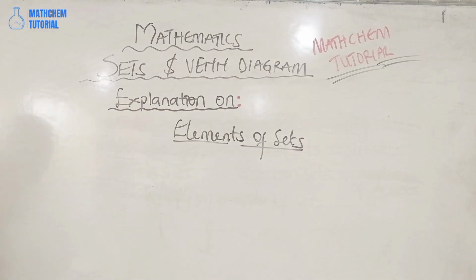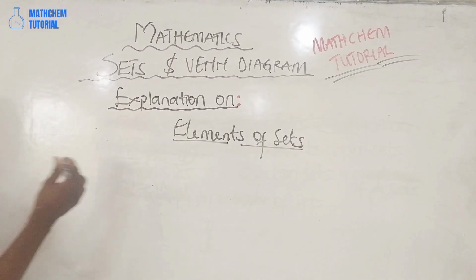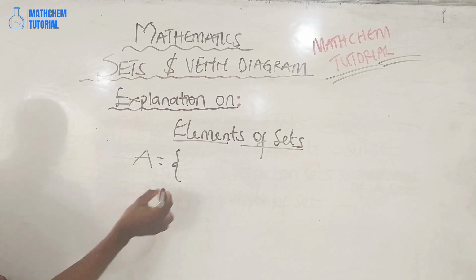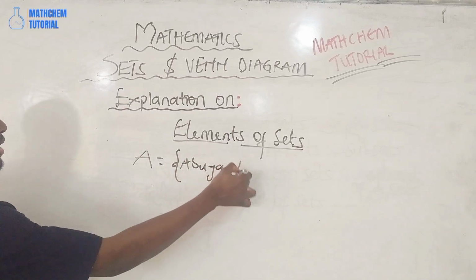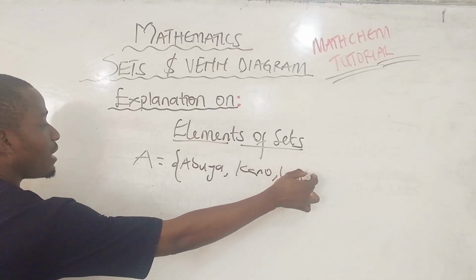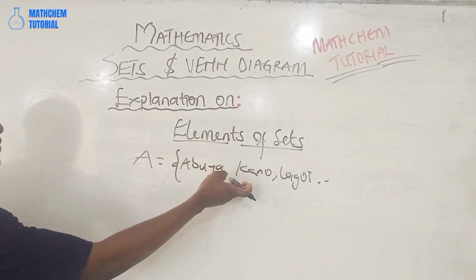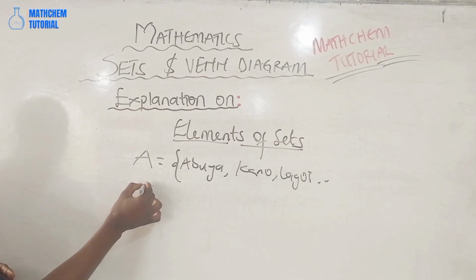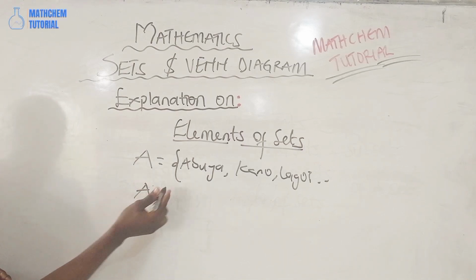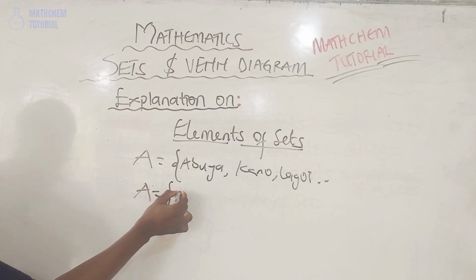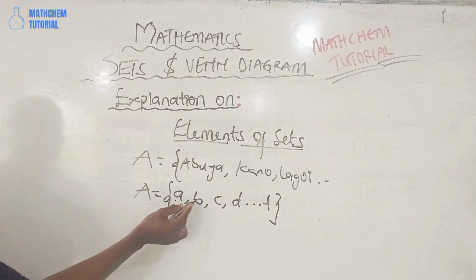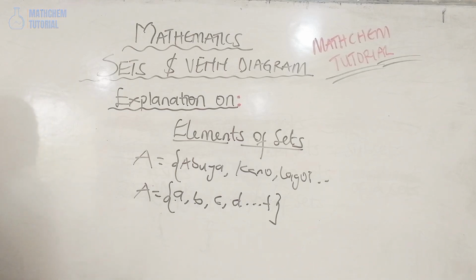Element of a set is the next one. Now, what are the elements of a set? Like I said earlier, if we have set A, which represents a country, whereby the country has states, such as Abuja, Kano, Lagos, and others, then the Abuja, Kano and Lagos here represent the elements of the set. Take note: if you are given questions like this in an exam and they want to give you the elements of a set, they will give it in this format, where set A is like this and the elements are small letters, such as a, b, c, d, e, f, g, and so on.